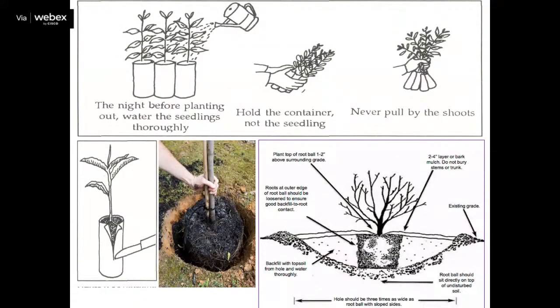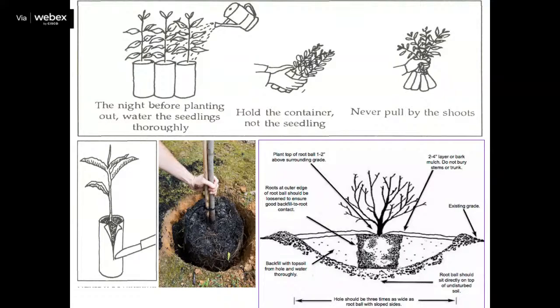While doing planting, normally the plant will be taken out to the field directly. So we will advise you: suppose today we are planting, you can water thoroughly one day before, at night. Then the plant will get more water and can tolerate the shifting or transportation shock or disturbance.